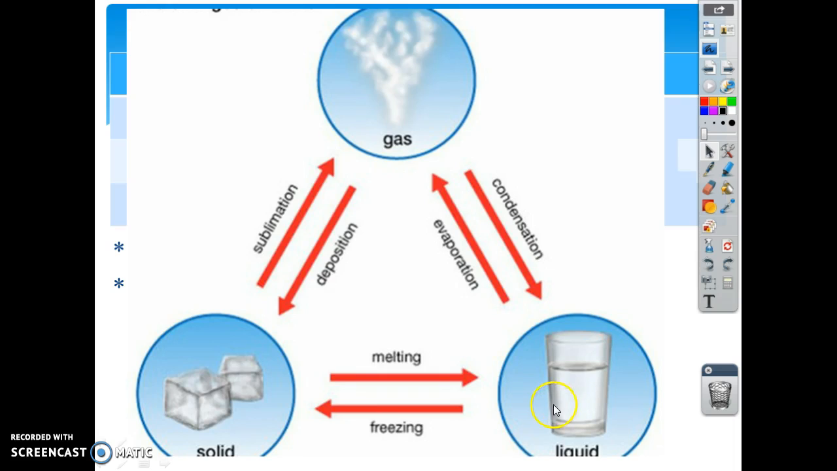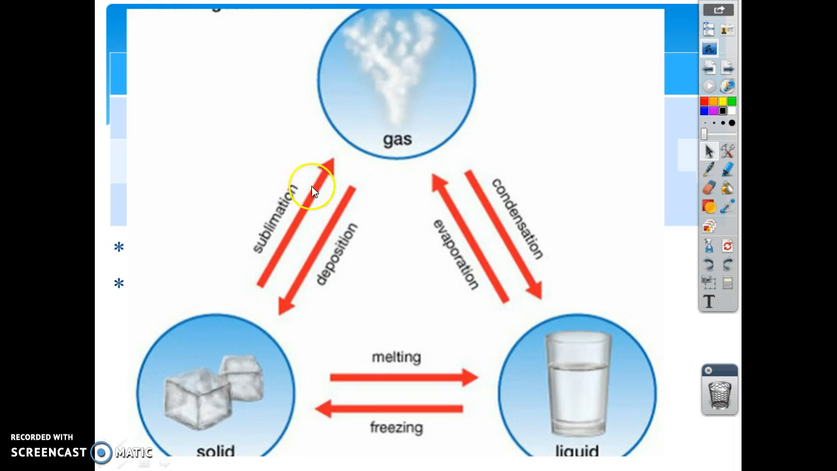What if I went back the other way and I lowered my kinetic energy? I would freeze it, and it would go back to having both a definite shape and definite volume. Now let's go from our solid to our gas. If I go from a solid, which has a really low kinetic energy, to a gas with a super high kinetic energy, I'm going to experience sublimation.